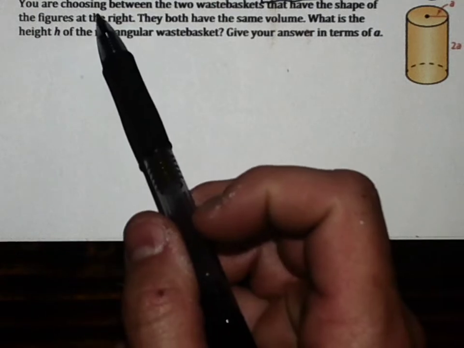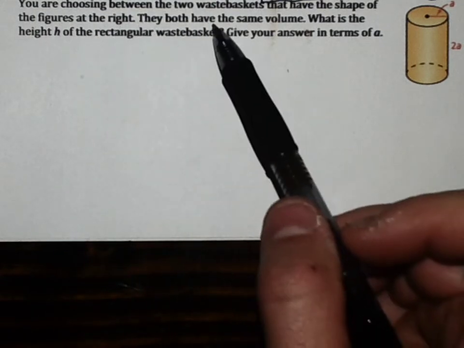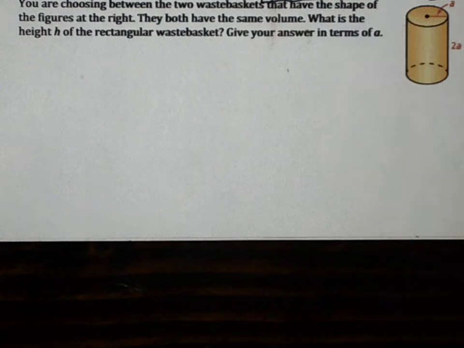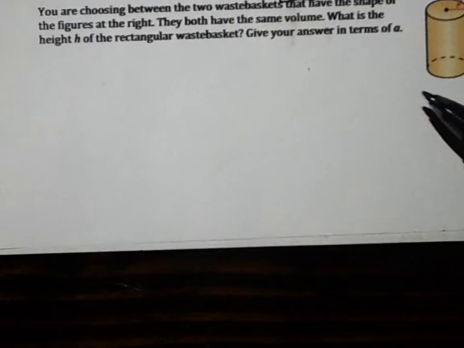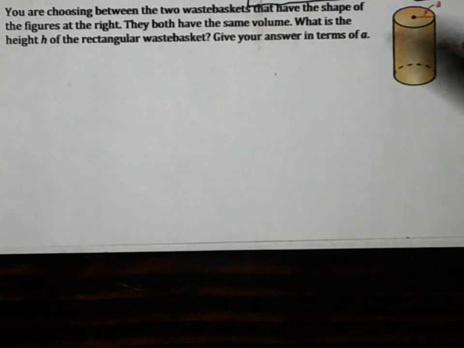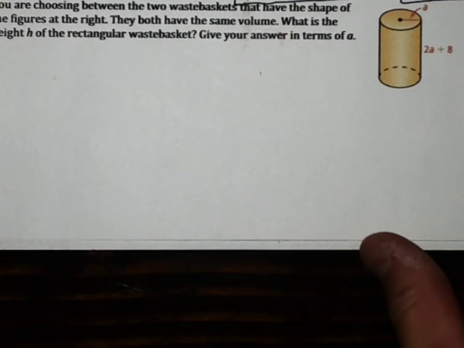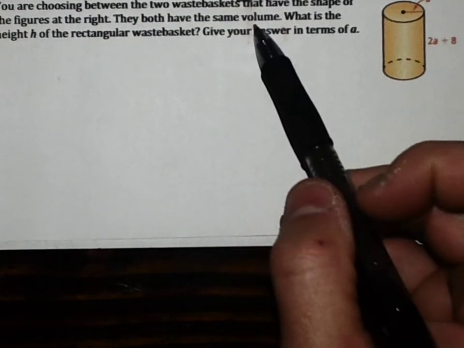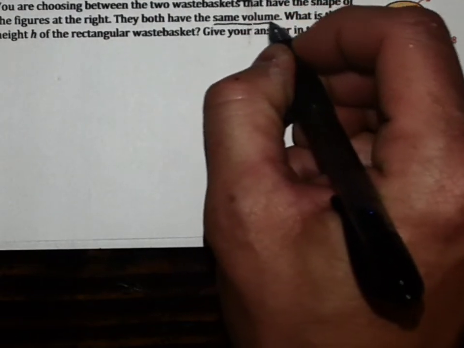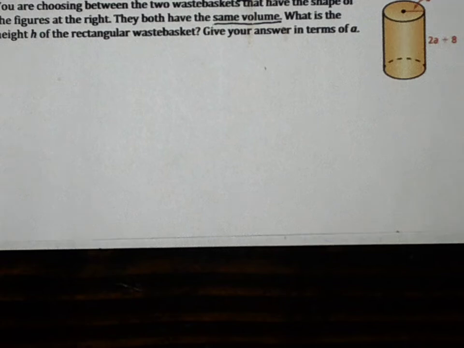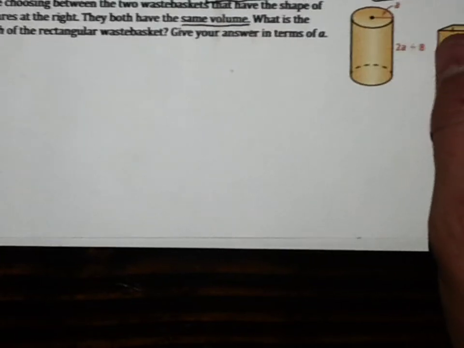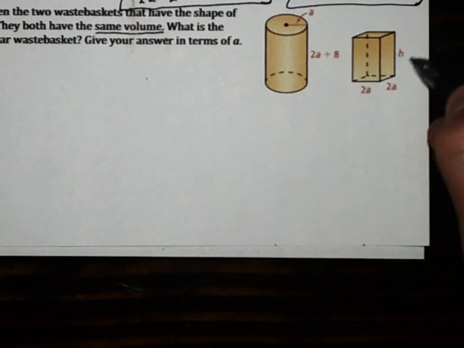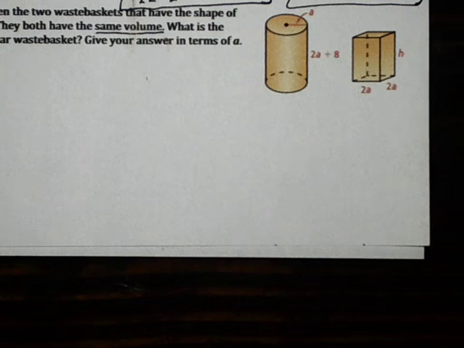You are choosing between two water baskets that have the same shape, the same shape as the figures to the right. They both have the same volume. Now that's the key. These two entities have the same volume. What is the height of the rectangular water basket? We're going to look for h. What does h equal?